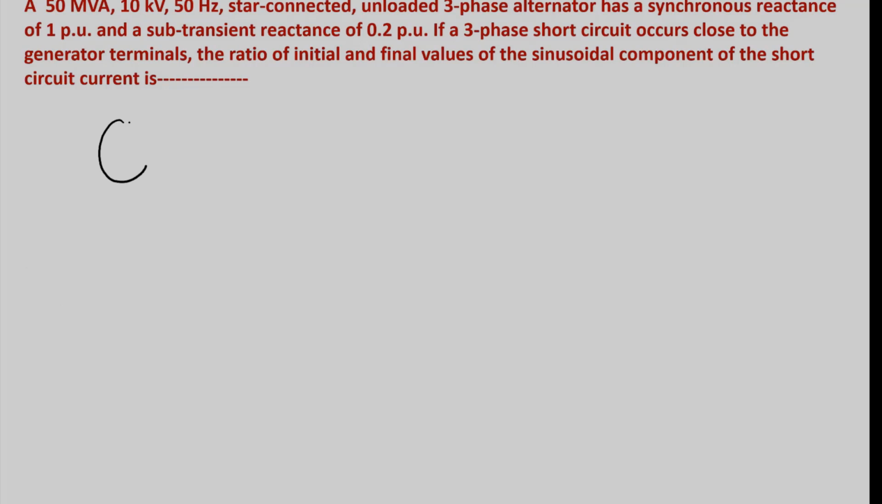Here is a generator. At the terminals of the generator, a 3-phase short circuit occurred. So what is being asked? What is the ratio of the initial symmetrical short circuit current and the final symmetrical short circuit current that flows through the alternator?